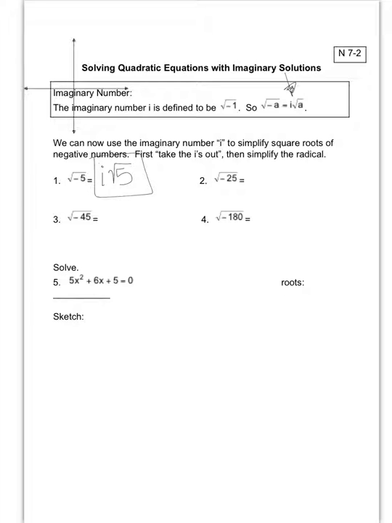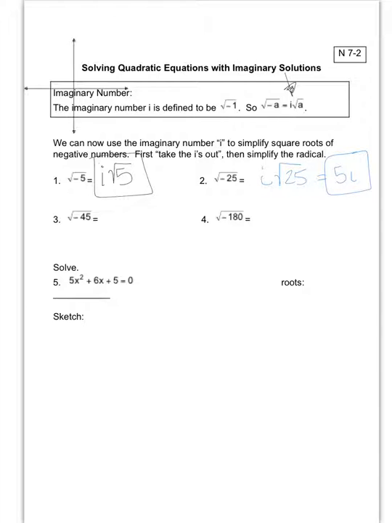Okay, so then looking at 2, I'm going to bring the negative on the outside. Now it's the square root of positive 25. And notice 25 is a perfect square. The square root of 25 is 5, so that answer would be 5i.